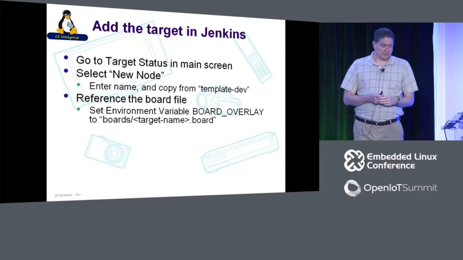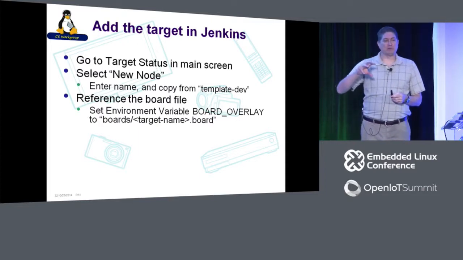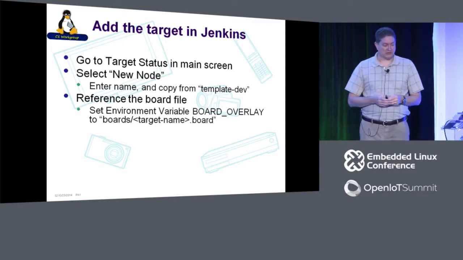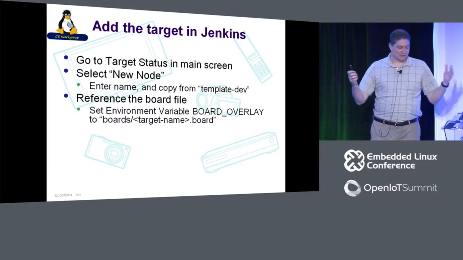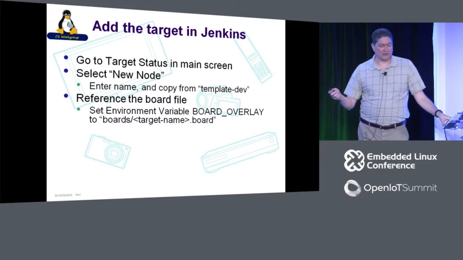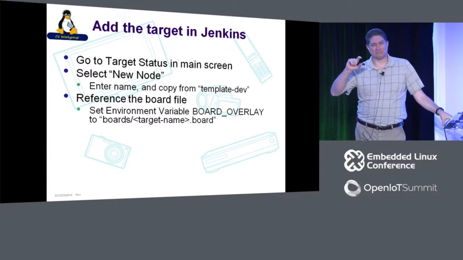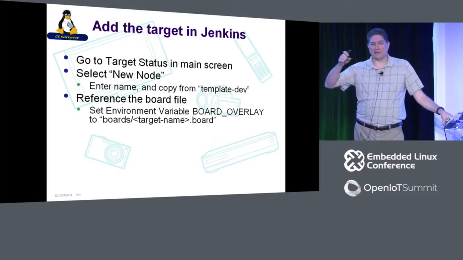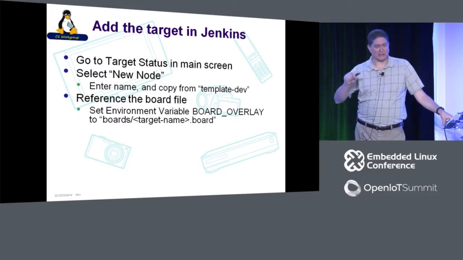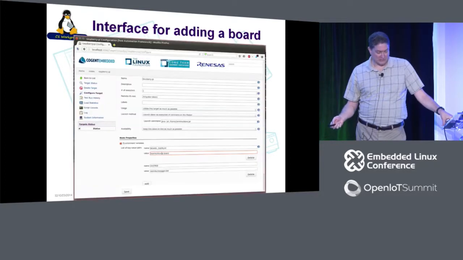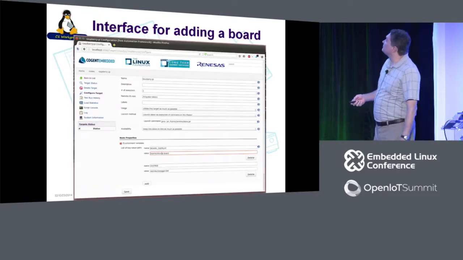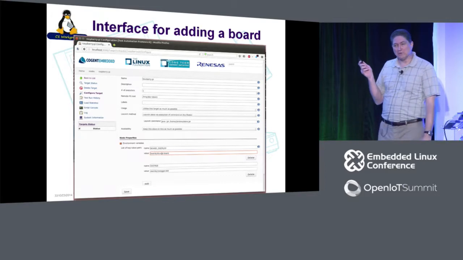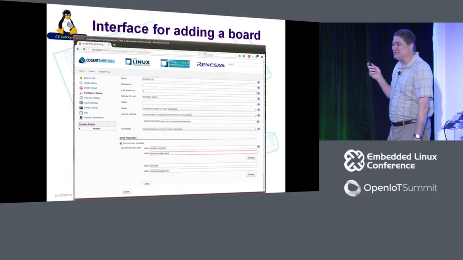Excuse me. Once you've defined that board file, you go add the target to Jenkins. So you go to the target status window, you select new node, you copy, there's a template node in there, you copy something called template dev, and then you set the board overlay, there's an environment variable, you set that to refer to that file you just created. So it's not a lot of steps. Basically, the only variable, this is for a fictional Blueberry Pi board.